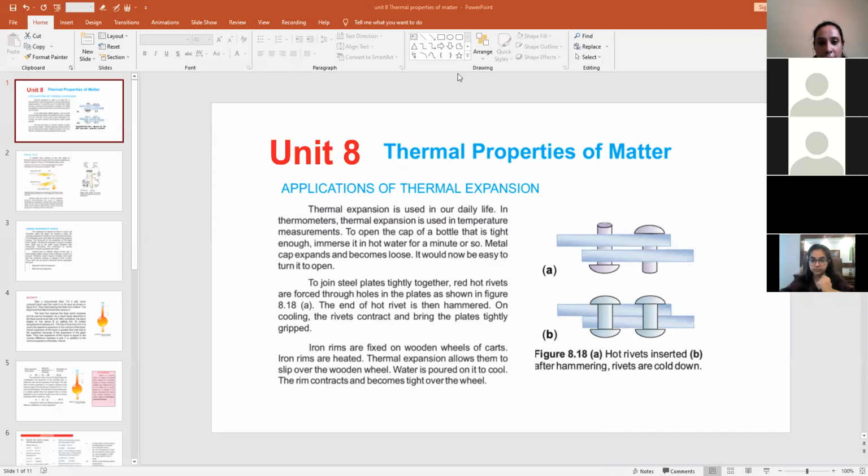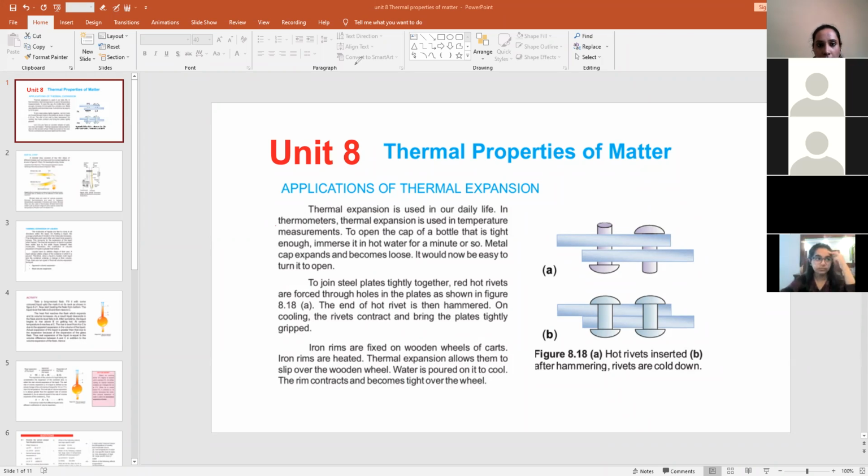First of all, you all know what thermal expansion is. When we heat a solid body, if it has the property of thermal expansion, it will expand, right? We have already discussed solid thermal expansion in detail. Now we will discuss its application. The most common application you are using in your daily life is the thermometer, right?